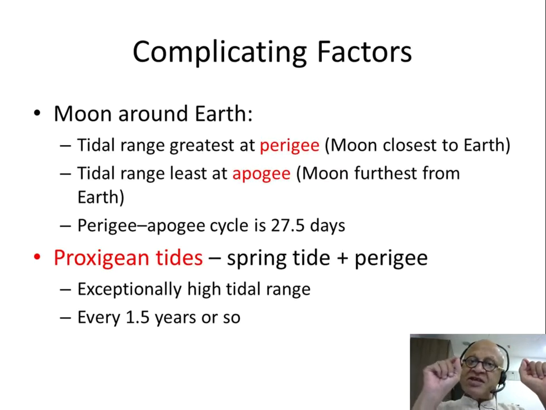Spring tide is already the strongest tidal range. Then the moon is going to get closer, so you have a constructive interference when the moon is closer, so you're going to have very strong tides, Proxigean tides, and this only happens about every 1.5 years or so.